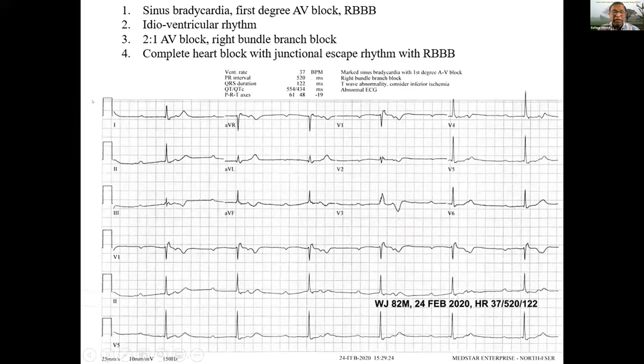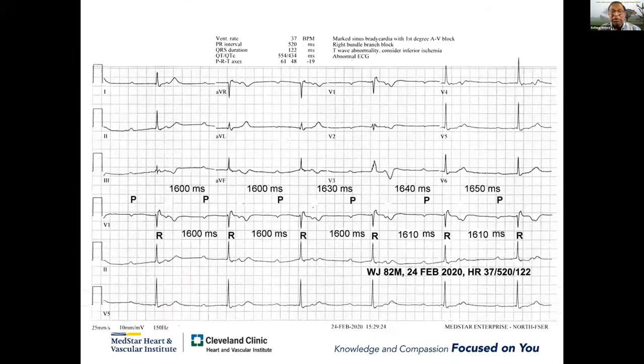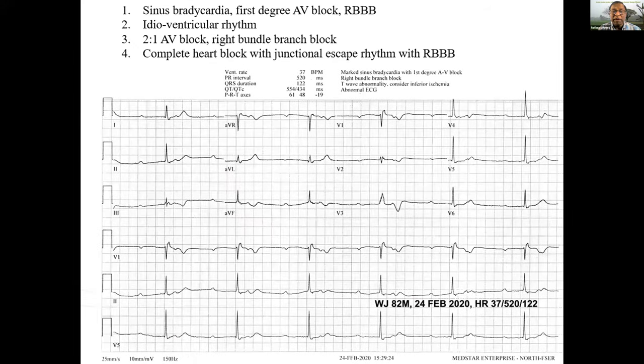This one actually, we will see. This is not a fair ECG for a question, but I'm going to leave this. What happens is that if I look suddenly at this ECG, it looks like sinus bradycardia with first degree AV block, or maybe 2-1 heart block.